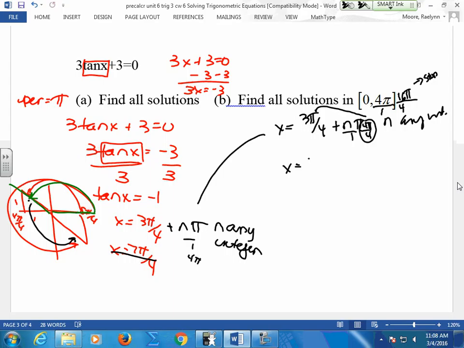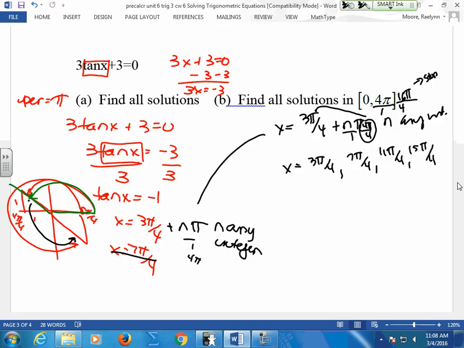So this makes sense, because if I add 4, what do I get? 7, which is where I was. Add 4 again. 11. 15. And if I added more, I'd be out of that range. But if I only had 2 pi, how many do I expect to get in 4 pi?